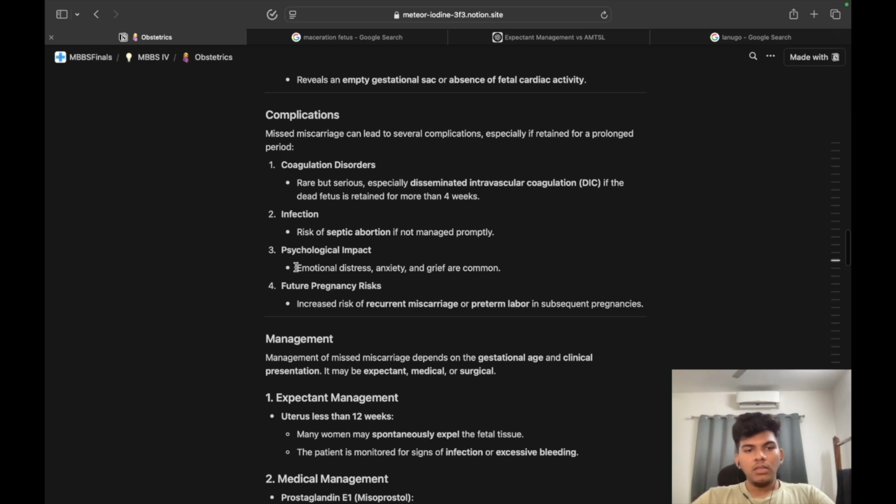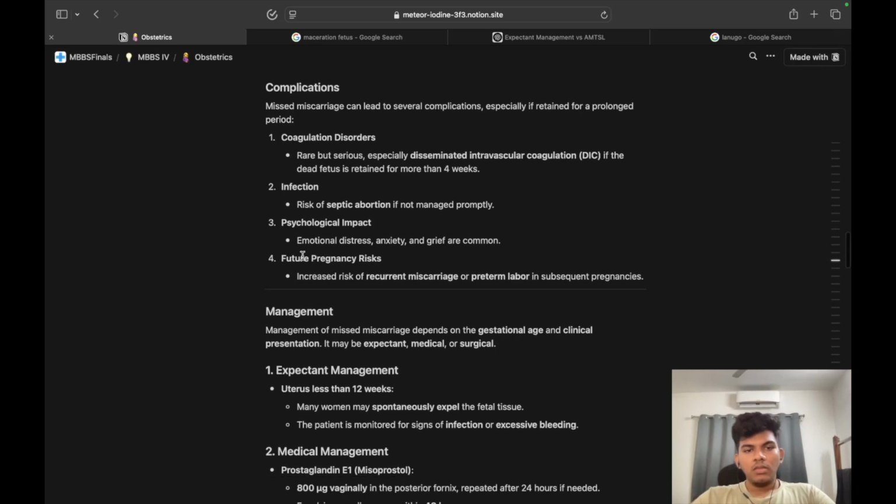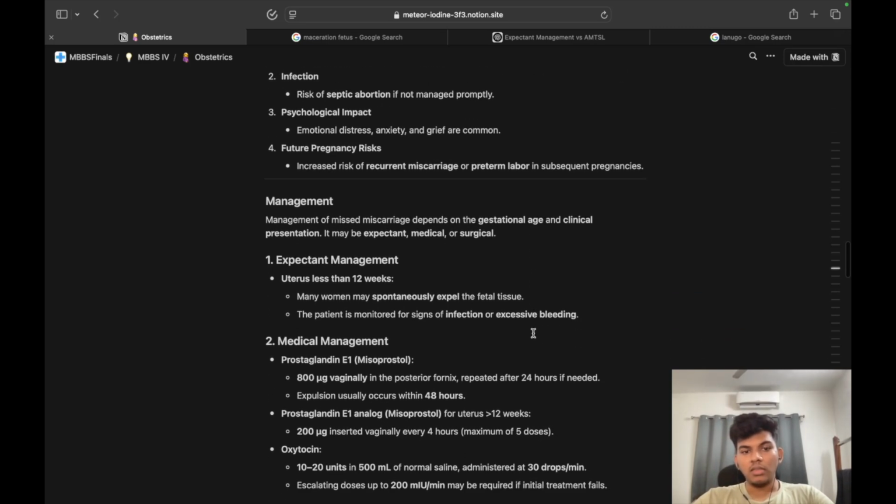Psychological impact: emotional distress, anxiety and grief are common. Future pregnancy risks: increased risk of recurrent miscarriages or preterm labor in subsequent pregnancies. So, that is another one.